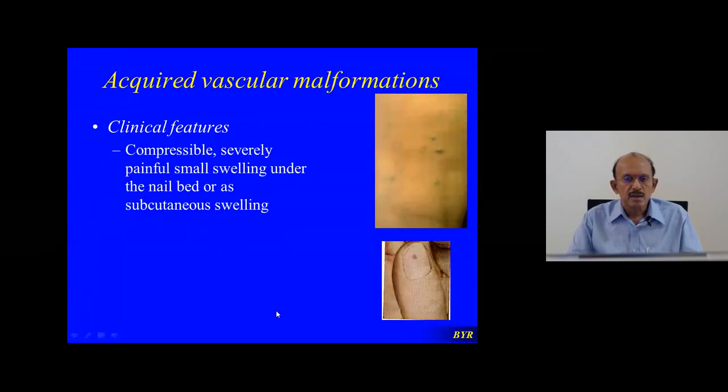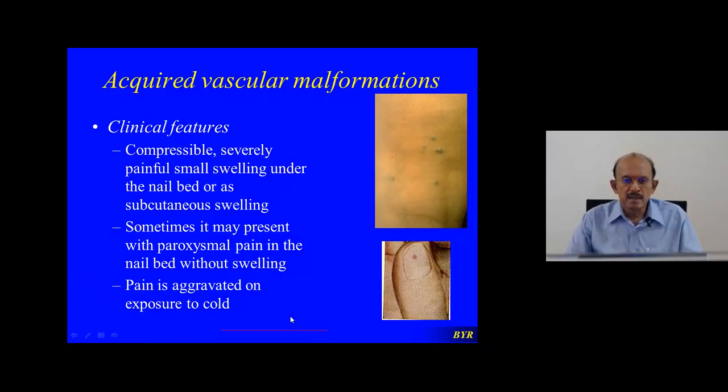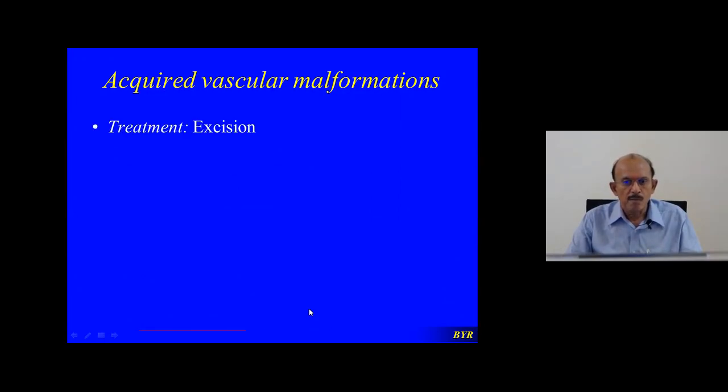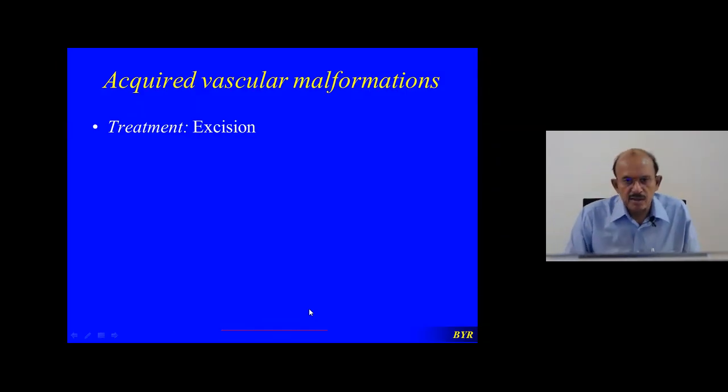Clinical features: compressible, severely painful, small swelling under the nail bed or as subcutaneous swellings. Sometimes we may present with paroxysmal pain in the nail bed without swelling. Pain is aggravated on exposure to cold. So this is called the glomangioma or glomus tumor. Treatment is excision.